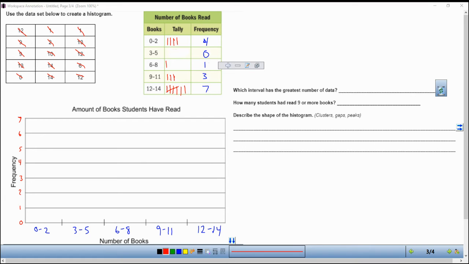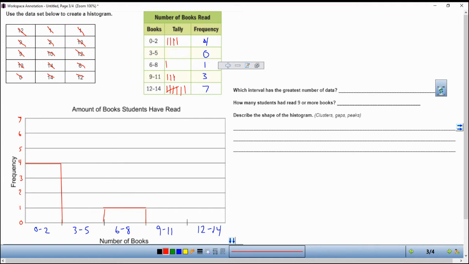Then we're going to take our straight edge or ruler, and we're going to make our bars. So 0 to 2 is going to go up to 4. I'm going to make a straight line from that dash going up to 4. Remember that the bars of the histogram need to be touching. There's nothing between 3 and 5, so we're going to leave that blank. 6 to 8 is only 1, so I'm going to make a bar in that interval that only shows that one person.